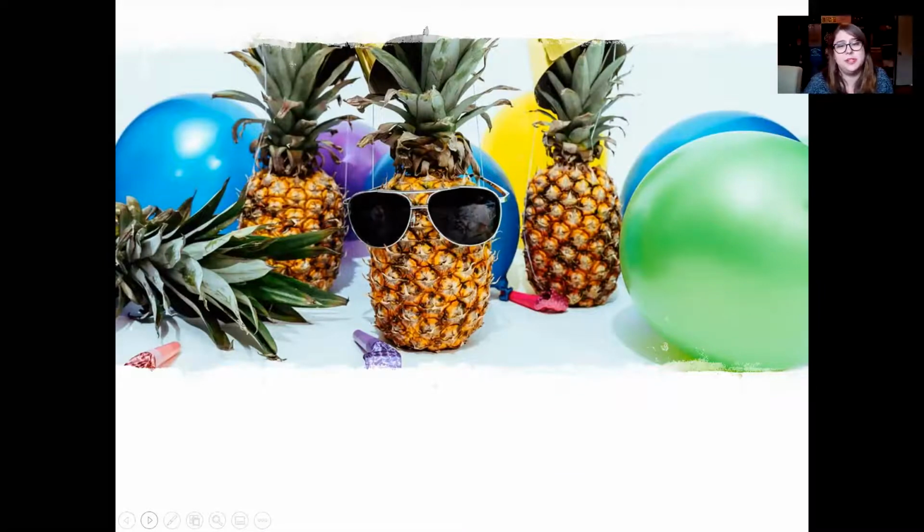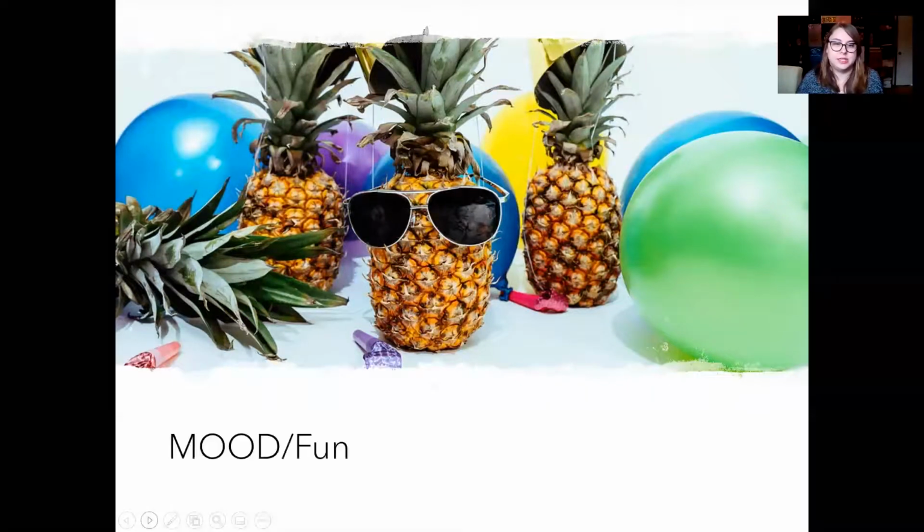I've got some pineapples. One is wearing some really cute sunglasses. I see some balloons here in the background. We've got a lot of different color balloons here, and we've got some of those party blowers where you blow on them and a little thing comes out the side of it. So these pineapples look like they're ready to party. So I think that this looks really enjoyable. I would use a word like happy, joyful, fun, silly, because that's the way I feel when I look at all of these pineapples at their party here. So the word that I picked is fun.